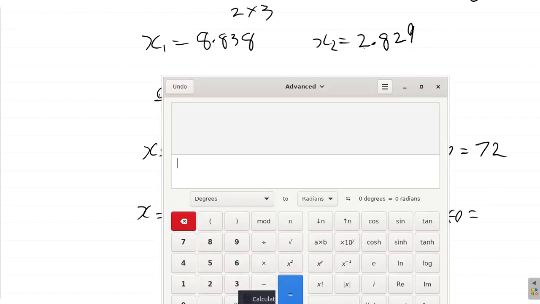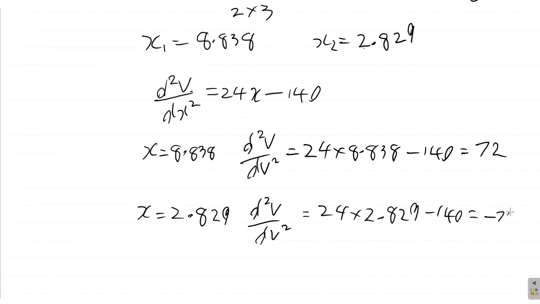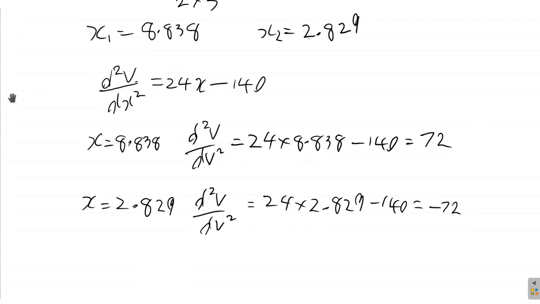All right, so we have it here. The other value is 2.829. 2.829 gives negative 72. Now, you remember what it means when it's negative and positive?